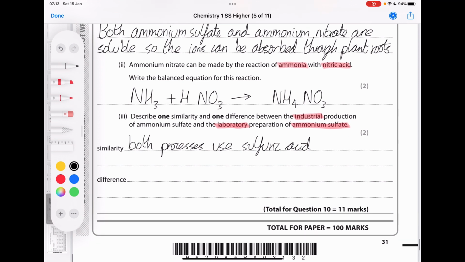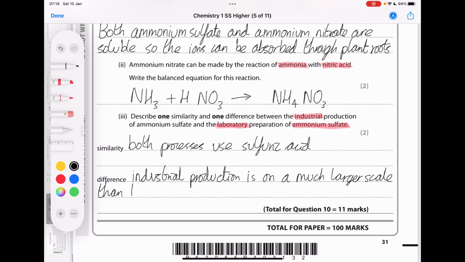Differences. The main difference is that industrial production is on a much larger scale than lab production. And again, I'm making that comparison. I'm not just saying industrial production is larger. I'm saying industrial production is larger than lab production.